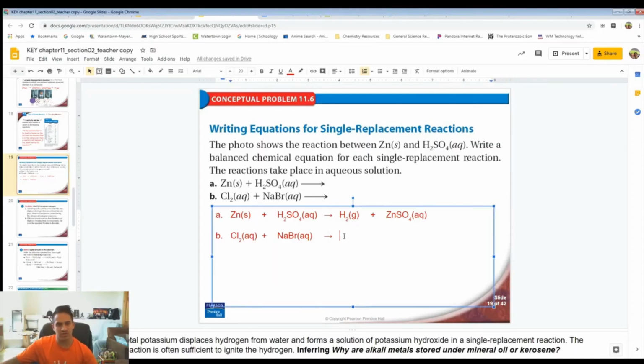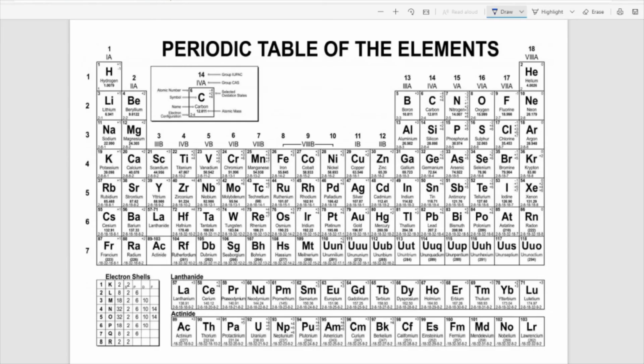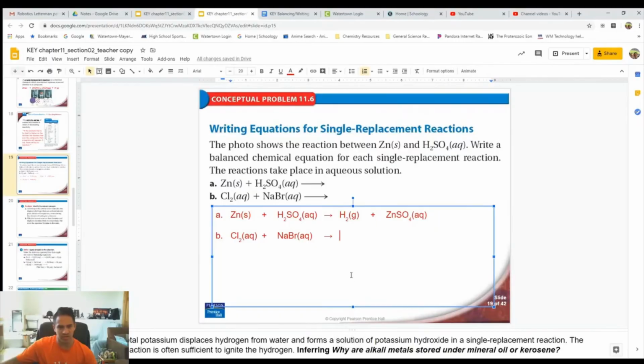So even though there's no activity series for nonmetals, there is a general rule of thumb. Elements that are higher on the periodic table, these are elements in column 7, are more reactive than elements that are below them. Chlorine is higher on the list than bromine. Therefore, chlorine is more reactive than bromine, and it will be able to replace the bromine in this reaction.